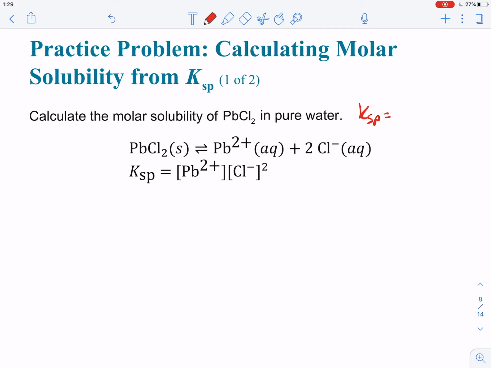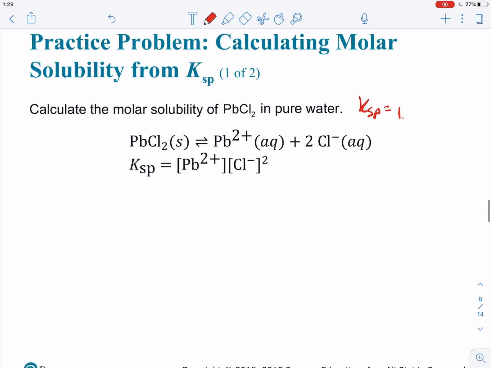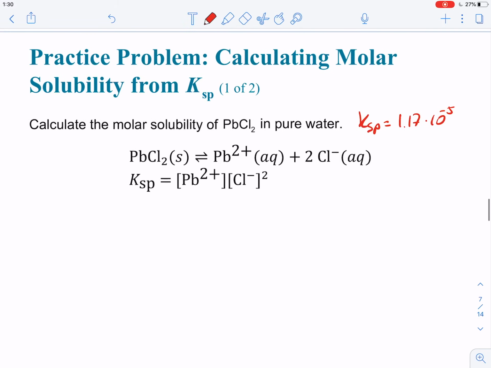And Ksp for lead chloride is 1.17 times 10 to the negative 5. Okay, so that's Ksp for this particular substance. Now, how do we solve this? Okay, let me rewrite this equilibrium here. PbCl2, and let's forget about the states for now. So that is the solid, and the solid is in equilibrium with Pb2+ plus 2 chlorides. Okay?